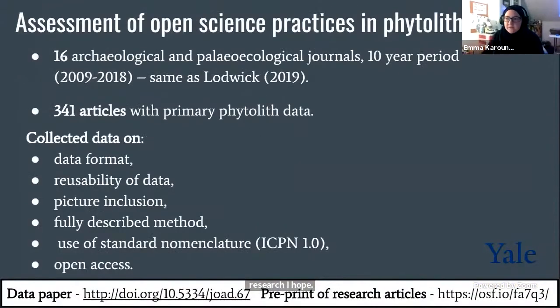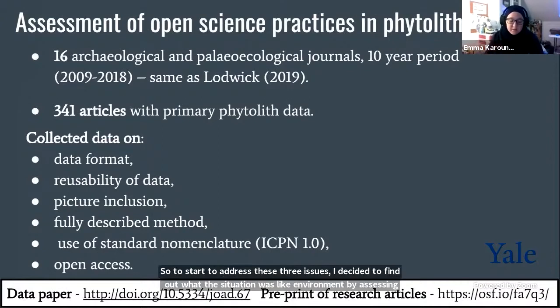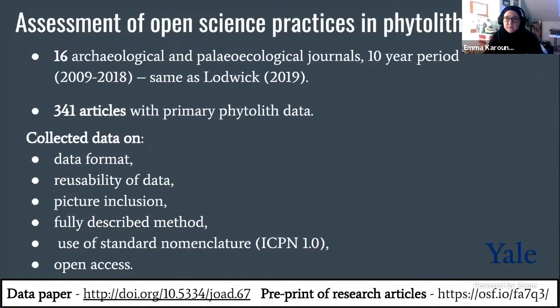So what I've done is I've created a data set from 16 prominent archaeological and palaeoecological journals over a 10-year period, 2009 to 2018. I chose the same journals and time period as a study of macro-botanical data by Lodwick, published in 2019, so that our data sets were fairly comparable, not completely, but we could make some comparisons between them.